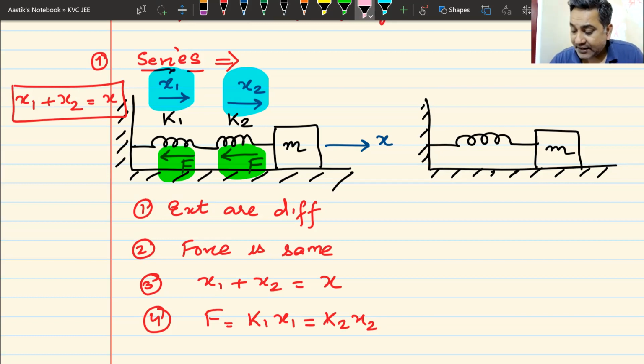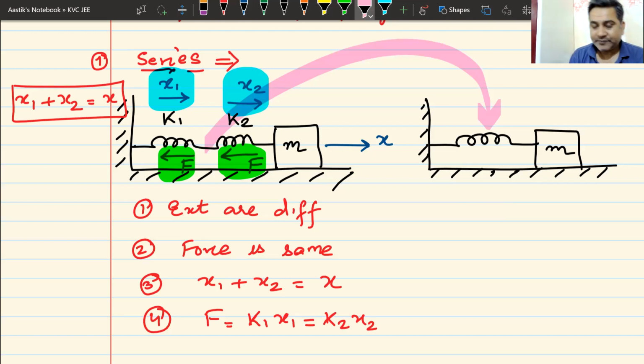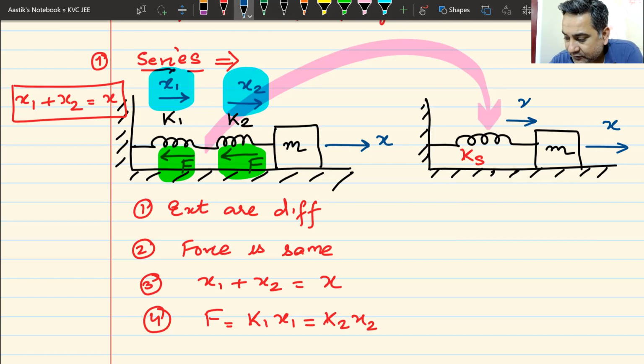There are two springs, remember. I can replace this combination of two springs by a single spring. So these two springs have been replaced by a single spring. Now the single spring has a spring constant Ks. Let me call it Ks, S standing for series. Now I have extended this by an amount X. This spring will also extend by an amount X. Do we understand this? Instead of two springs, now I have one spring. So if I extend the block by X, the spring also gets extended by X. Do we understand this? Yes or no?